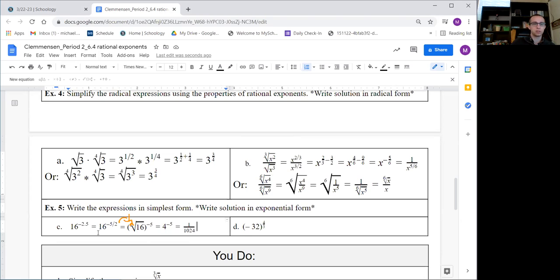I'm not testing on whether you can plug this into a calculator and figure out what it's equal to. I'm testing on whether you can simplify using your radical form, simplify using your different properties of exponents to slowly get this answer. Giving me an answer as a decimal doesn't show me that you know what you're doing. So you need to give me your answer as one of these fractions. Are there any questions on C or what I expect out of an answer of a problem like C?